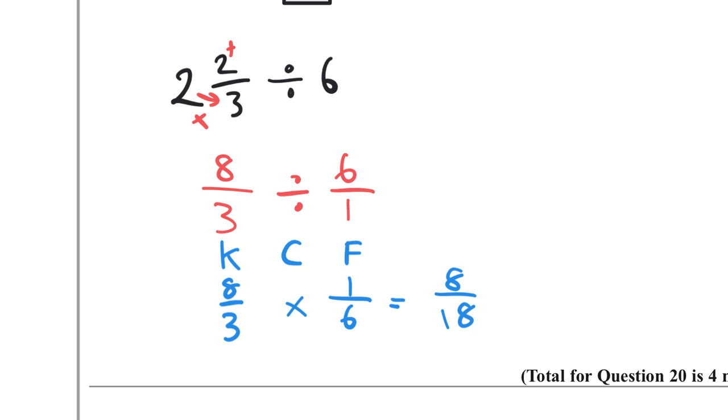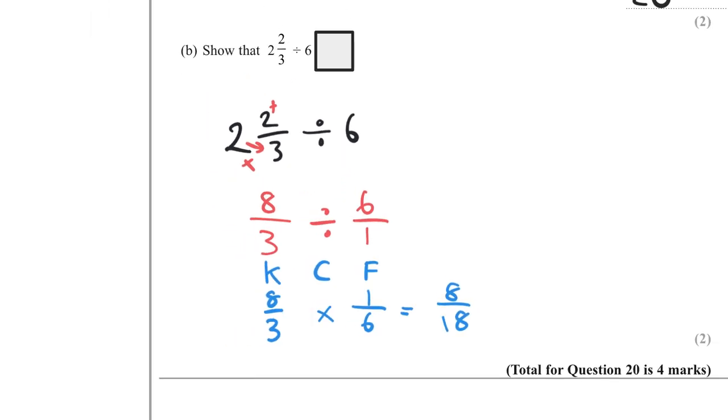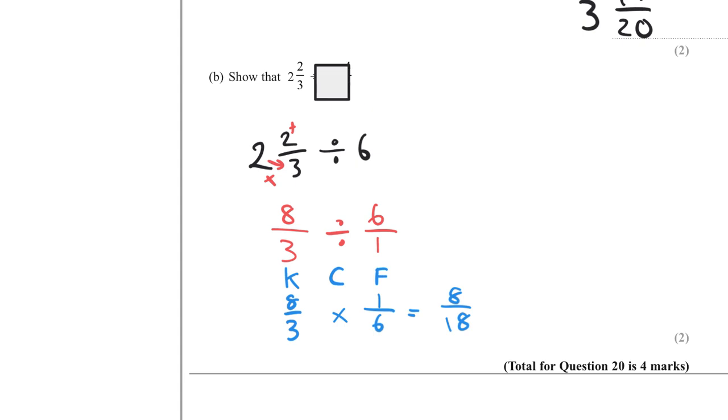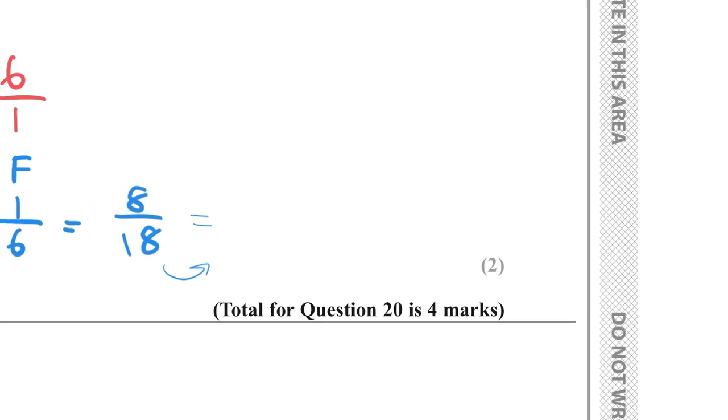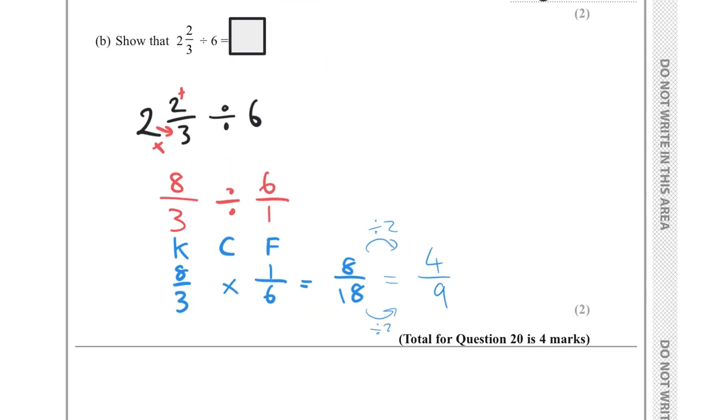8/18. Now the answer does not say 8/18 though. If we look, it should say 4/9. But don't worry, we can fix that. This simplifies, if you half it, half it, you get 4 over 9. And now you're done. Okay, job done. You've shown it. Nice work.